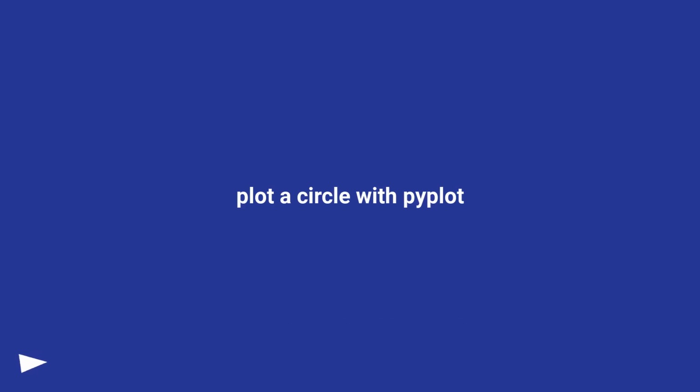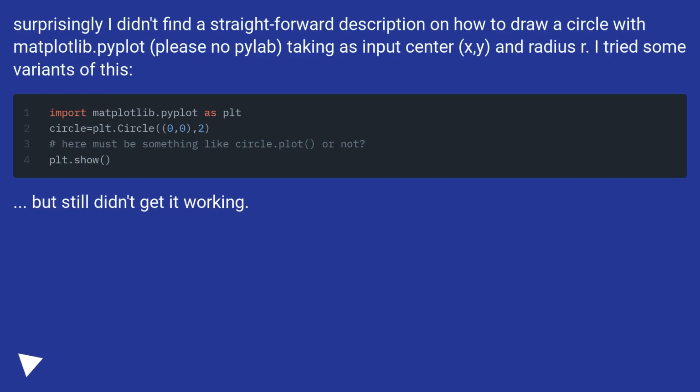Plot a circle with pyplot. Surprisingly, I didn't find a straightforward description on how to draw a circle with matplotlib.pyplot. Please no pylab, taking as input center x, y, and radius r.